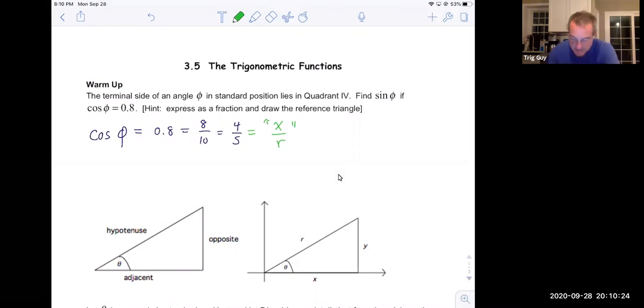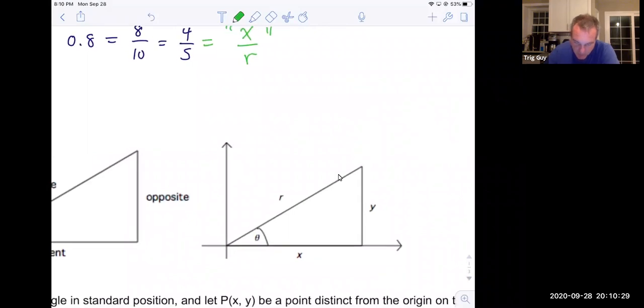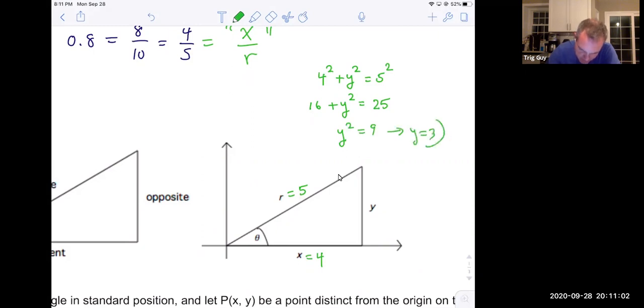So what does that mean? On our unit circle, we think of the x coordinate as 4, the radius as 5, and of course we rigged this one. You could do the Pythagorean Theorem, right? It's 4 squared plus y squared equals 5 squared. Hopefully you have this memorized, but if not, I'm going to take you through all the steps. 4 squared is 16, y squared is my unknown, 25 is 5 squared. So if we take 25 minus 16, we get 9. So obviously that means y is 3.